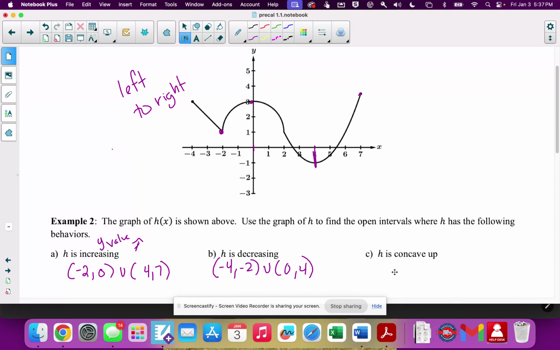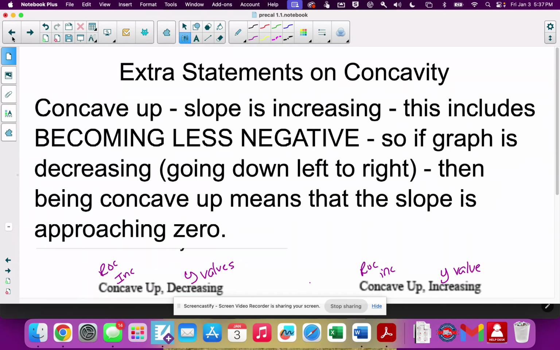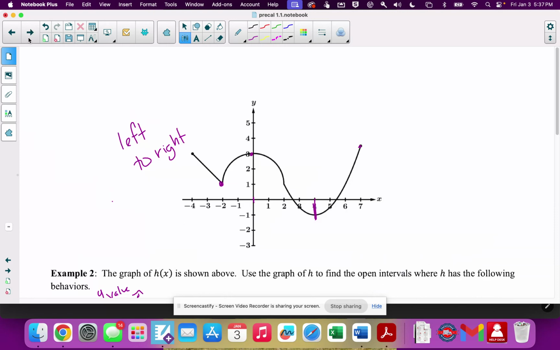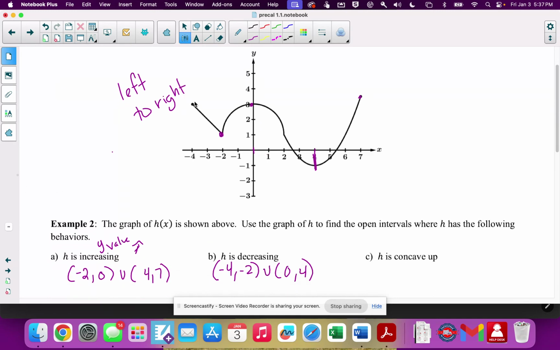Okay, so H is concave up. Now remember the definition. What does it mean to be concave up? I'll go back to it if you need to, just to make sure you've got it. Concave up means that the slope is increasing, whether that means it's becoming more positive or less negative. More positive, less negative. Here the slope is constant, so we're not even going to look at that. That's basically a straight line.